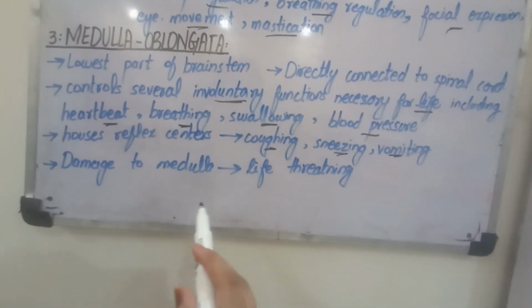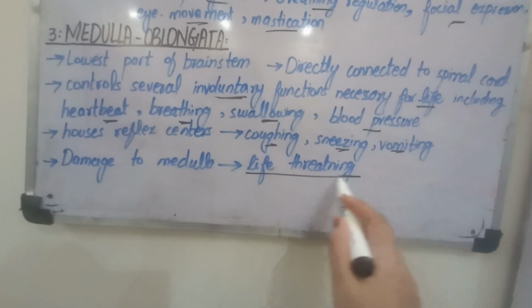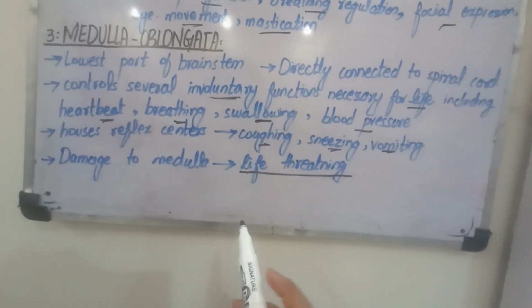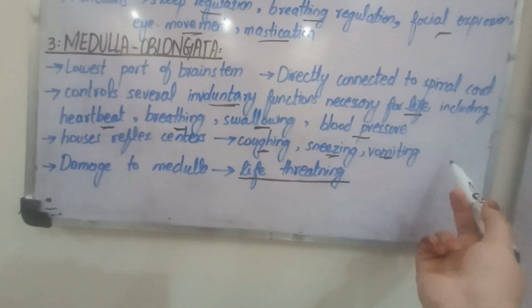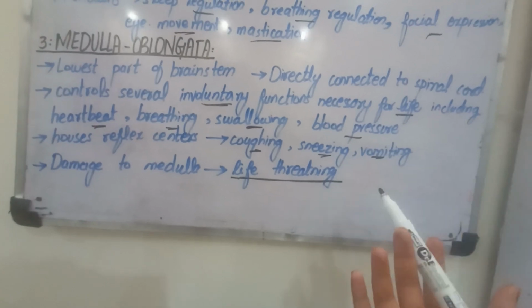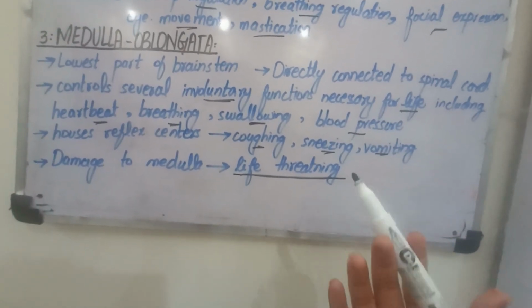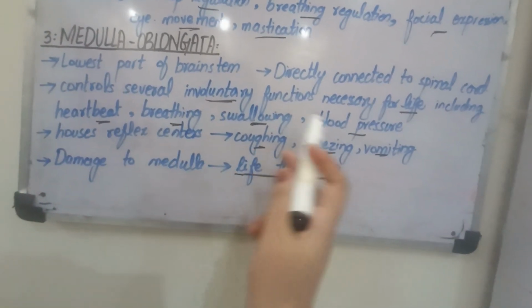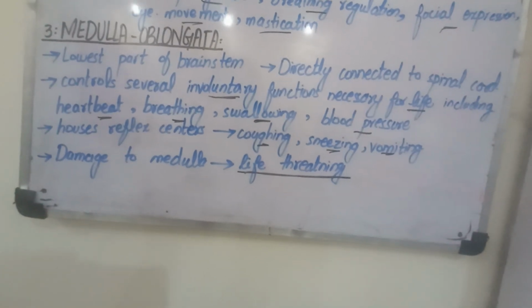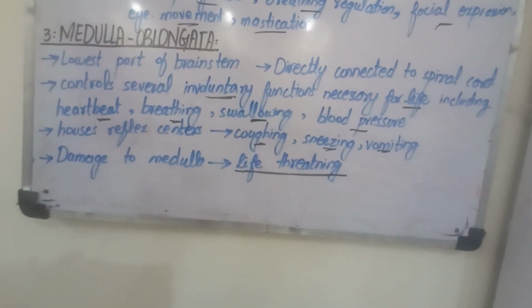And if there is damage to the medulla, that can be life threatening, because the medulla is very important for life, because it is necessary for important functions like heartbeat, breathing, swallowing and blood pressure. So this was about the general structure of the brainstem.